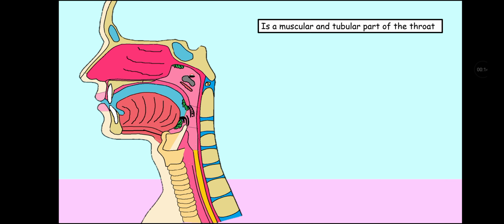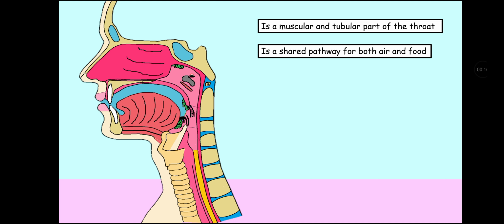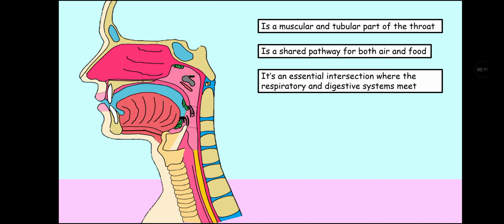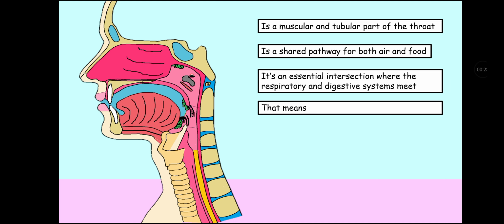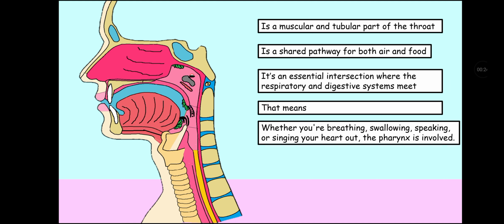The pharynx is a muscular and tubular part of the throat. It is a shared pathway for both air and food. It is an essential intersection where the respiratory and digestive systems meet. That means whether you are breathing, swallowing, speaking, or singing your heart out, the pharynx is involved.